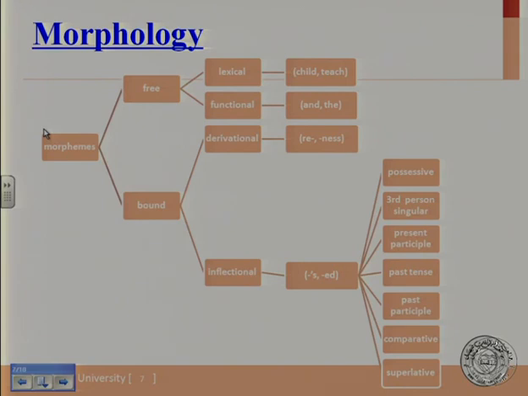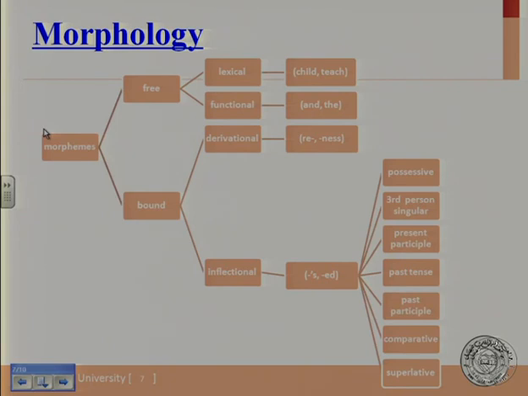But the bound morpheme is divided into derivational and inflectional. The first category is derivational, and derivational is using a prefix or a suffix to be added at the beginning as a prefix or to the end of a word as a suffix. And of course these 2 parts create a new word, like open, reopen. Careless, carelessness, or care into careless. Again, it is a new word.